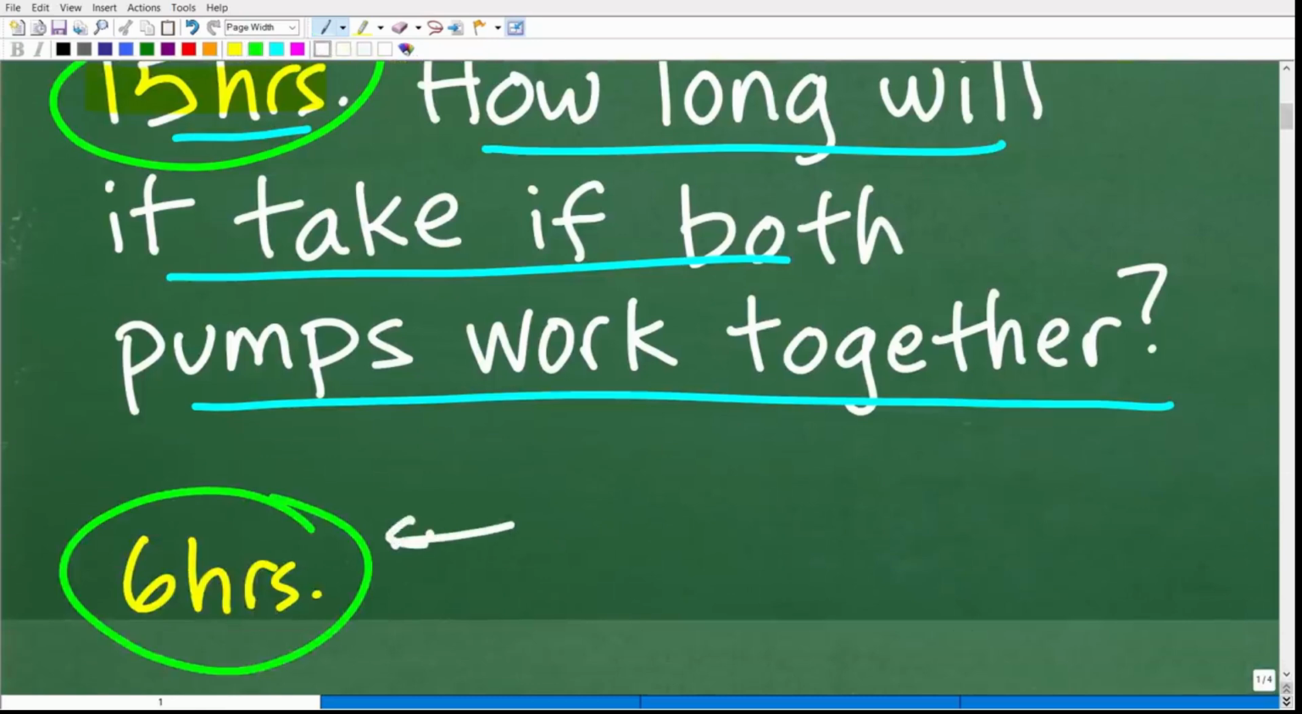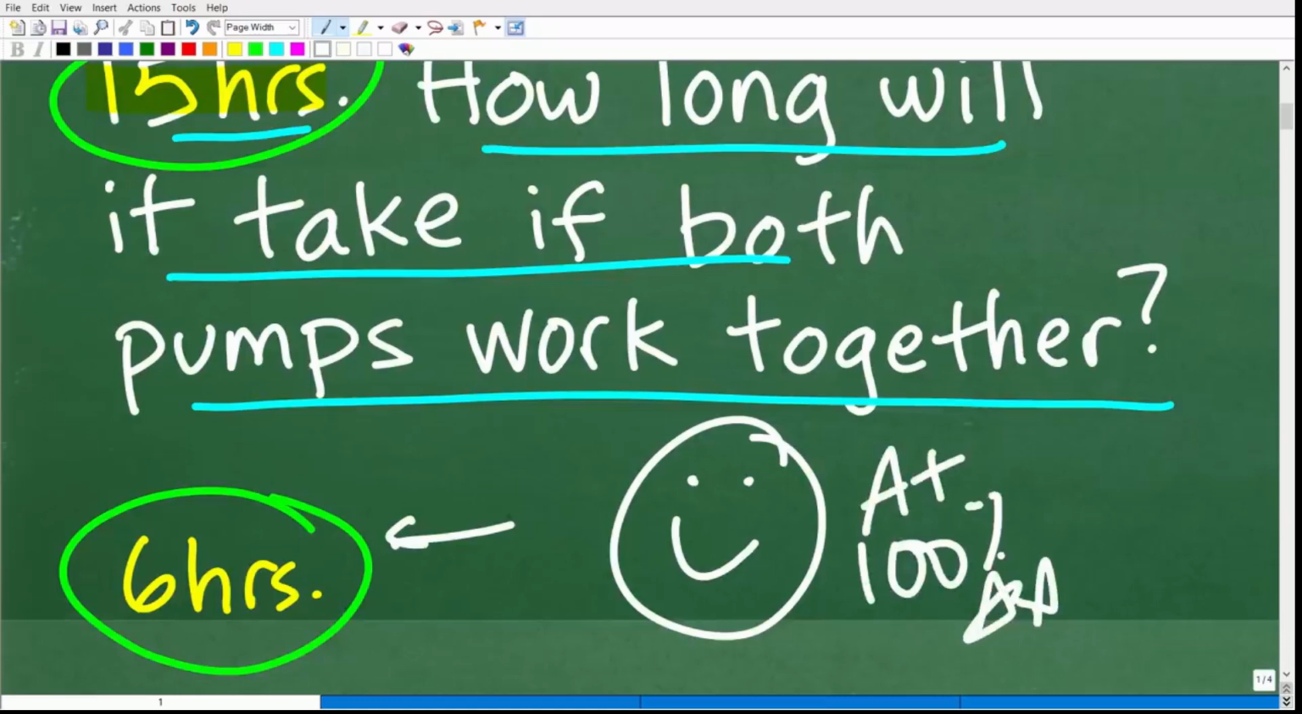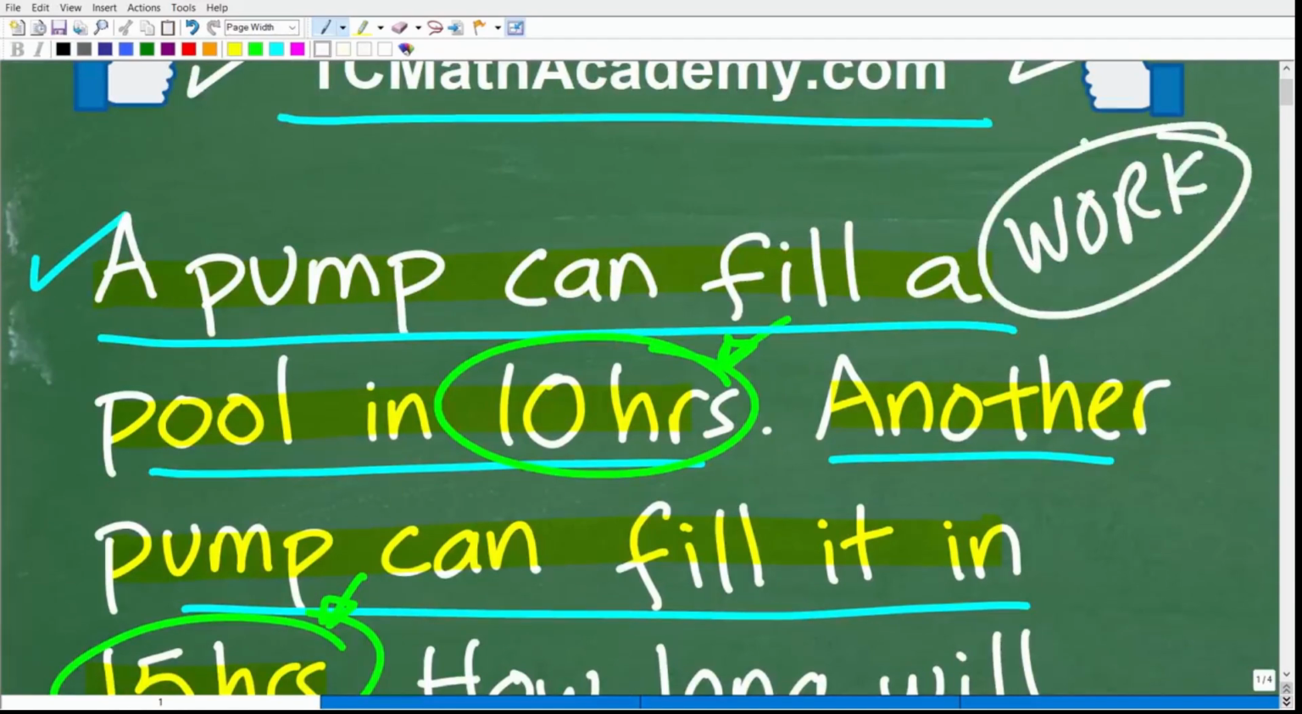Okay, so how did you do? Well, if you got this right, that is excellent. As a matter of fact, you're going to get a nice little happy face, an A plus, a 100%, and multiple stars. You could brag to your friends and family that indeed you are a certified professional expert in the area of solving algebra work, okay, WORK, algebra work word problems.